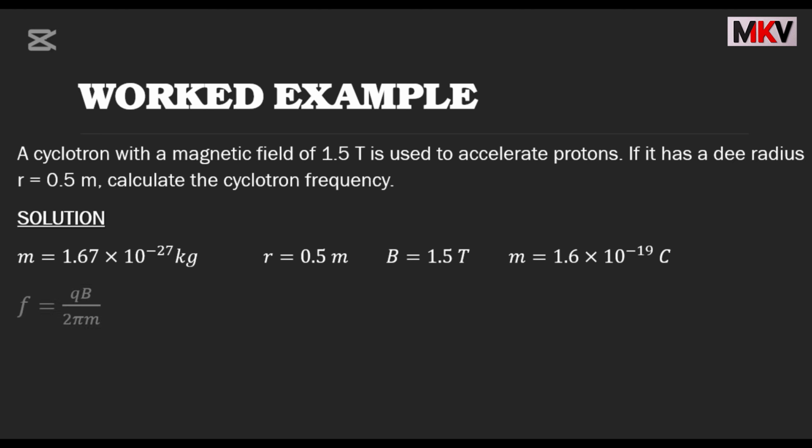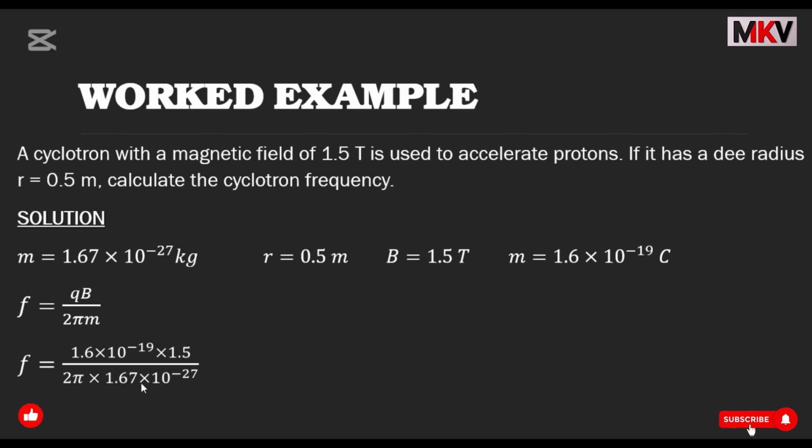So we state the cyclotron frequency equation, which is q times B over 2 pi m. So our q is 1.6 times 10 to the power minus 19 coulomb. Then our B, which is 1.5. So we do all the necessary substitutions here. We substitute our q, substitute our B, which is 1.5, 2 pi, which is a constant. Then our mass, which is 1.67 times 10 to the power minus 27.